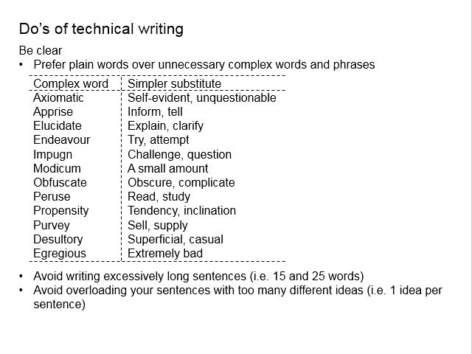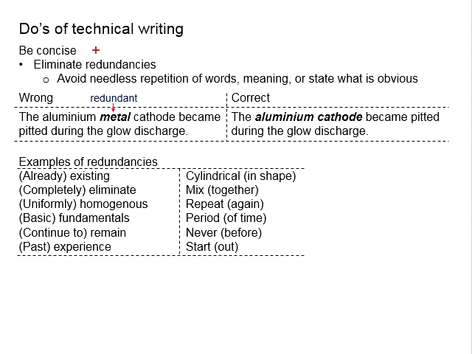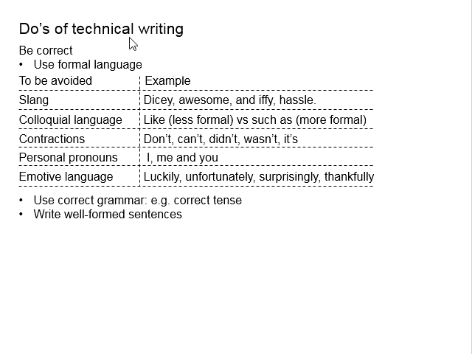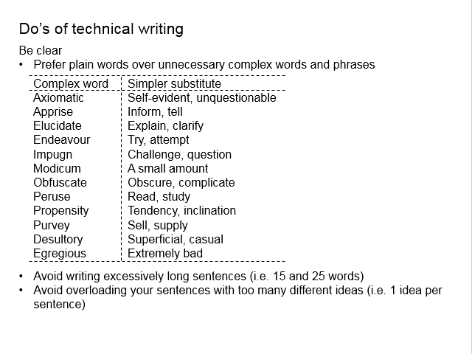We shall proceed with our discussions on things that we should do and should not do for technical writing. There are do's and don'ts for technical writing. Let us first look at the do's. There are several things that we need to do in our technical writing, which include be clear, be concrete, be concise, be correct, and be consistent. Let us look into those one by one.